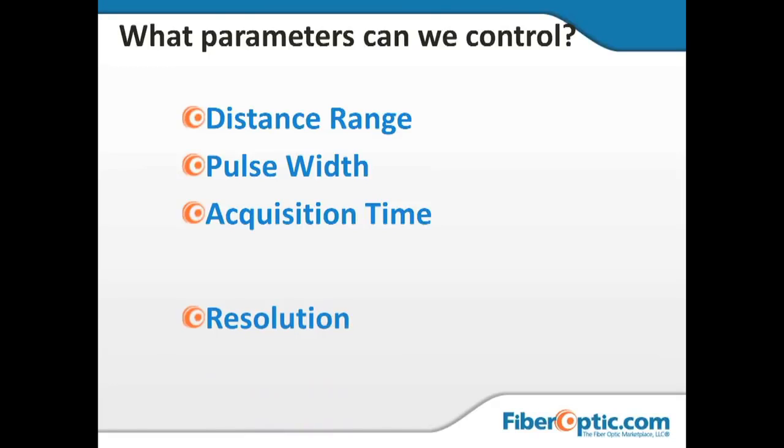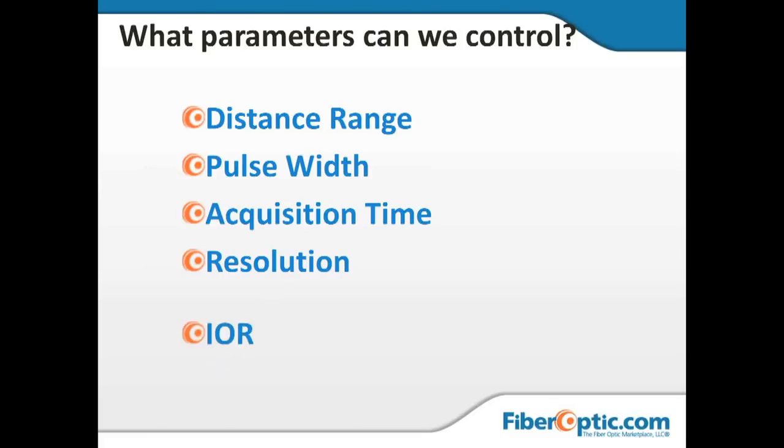Resolution is going to be how often it samples a data point, whether it's every 10 meters, every 1 meter, or every 16 meters. Each different brand is going to have its own numbering system for the resolution. But you're going to be looking at that, and we're going to look at how that matters to the distance to event measurements. And of course, IOR we've already talked about.